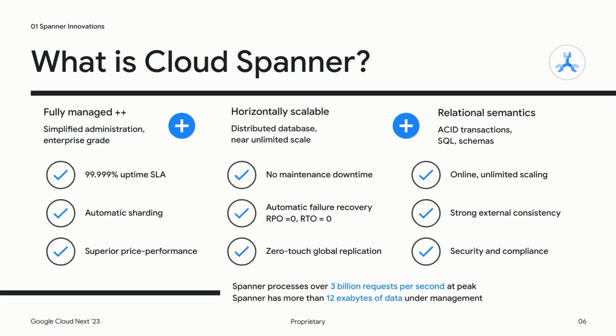I'm sure some of you know that in addition to external customers, Spanner is used internally within Google to power a number of our billion-plus user products and services. So in terms of scale, Spanner does more than 3 billion requests per second and has more than 12 exabytes of data under management, which is quite considerable considering it's an operational database.